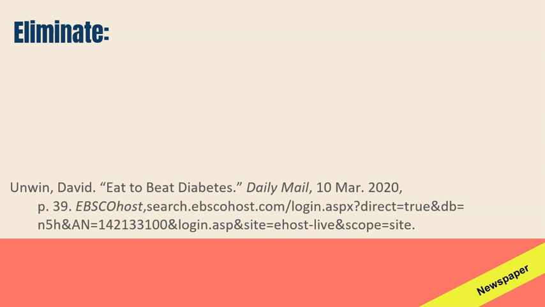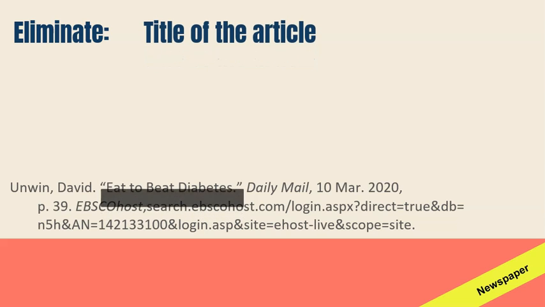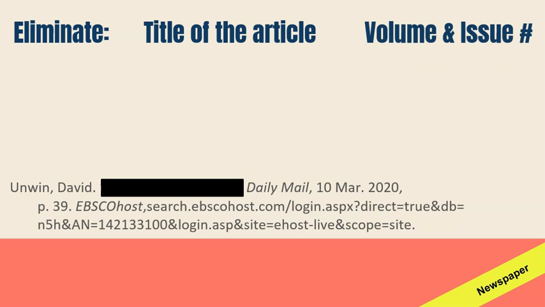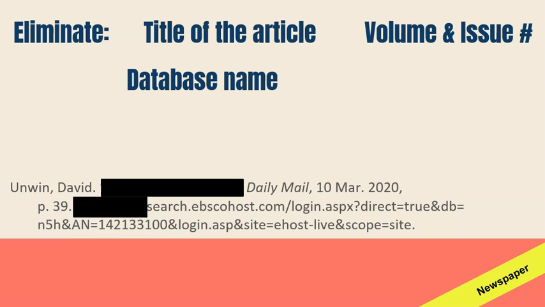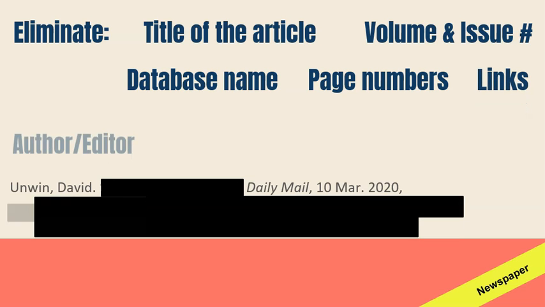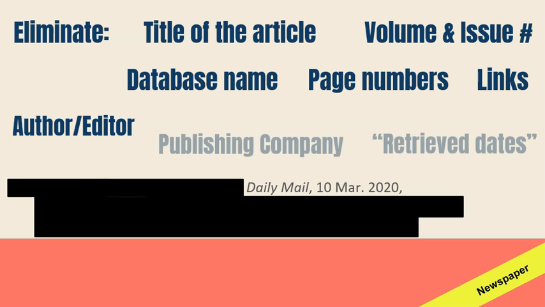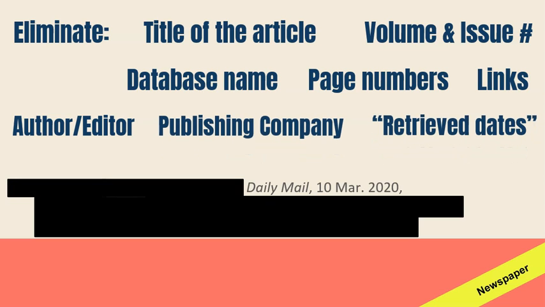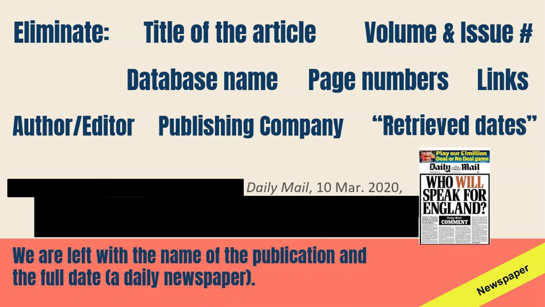Let's do one more. This is for a newspaper. Eliminate the title of the article, the volume and issue number, database name, page numbers, links, author and editor, and any publishing company or retrieval dates, and we're left with the newspaper name, the Daily Mail, and the full date, March 10th, 2020.